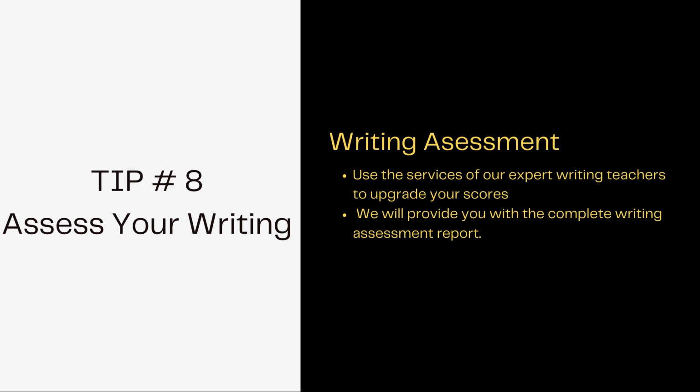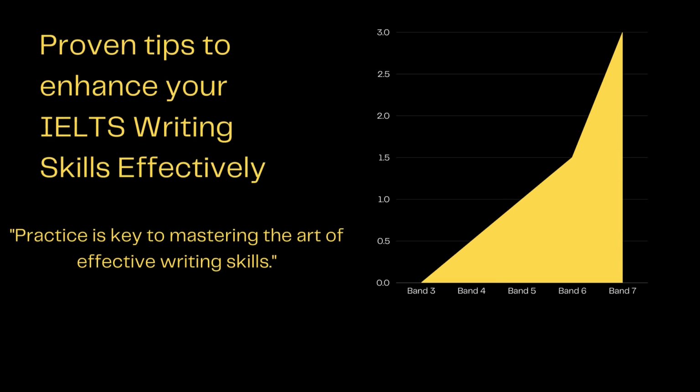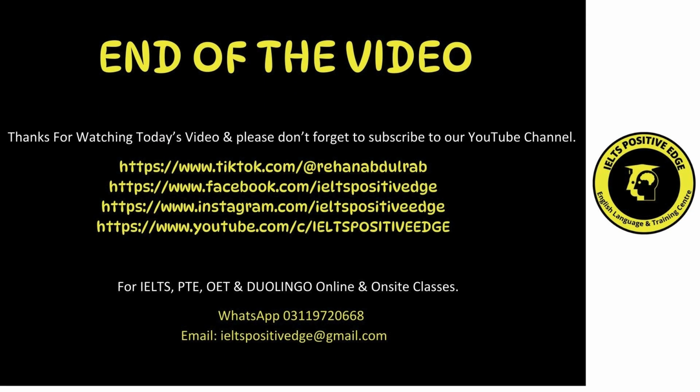So we can provide you with assessment reports, and we will tell you how to do this in a short amount of time. So with this proven technique which I have told you, this is a complete system. In days or in a month, you can increase your band score from band 4 to band 7. And this is a proven technique, and a lot of our students applied this technique and they have got their desired scores. So this is going to be the end of our video.